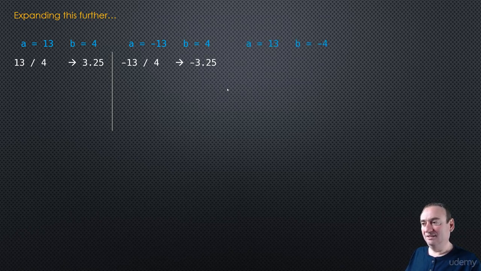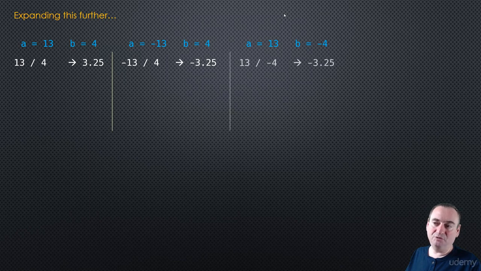Let's take a look at when we stick the negative sign, not with a, but with b. So we leave a at 13 and we make b equal to negative 4. Then 13 divided by negative 4 is still minus 3.25, right? When we do regular division, it doesn't matter if you put the negative sign in the numerator or in the denominator. And lastly, let's look at when both of them have a negative sign. Now we know that when we do regular division, the negative signs cancel out, and in fact it's still a positive 3.25, just like we had here.